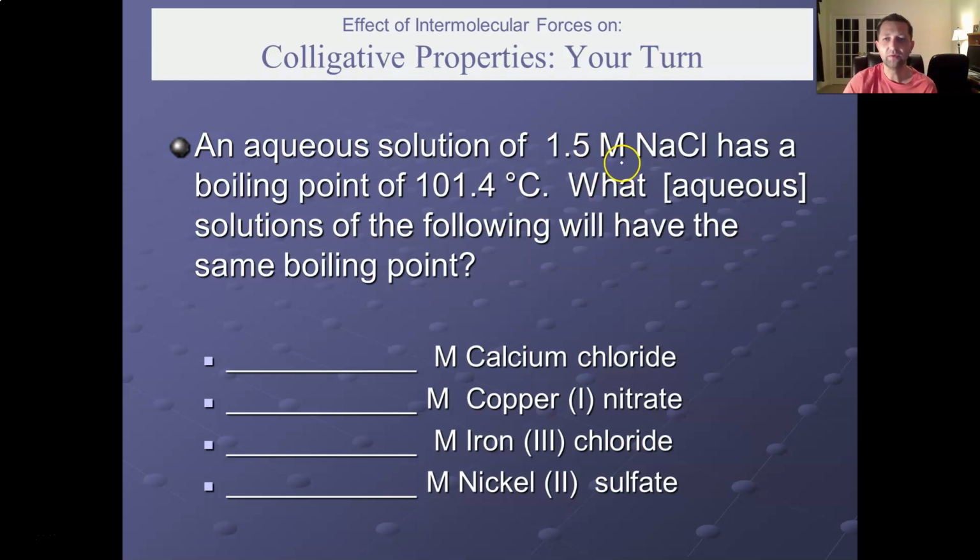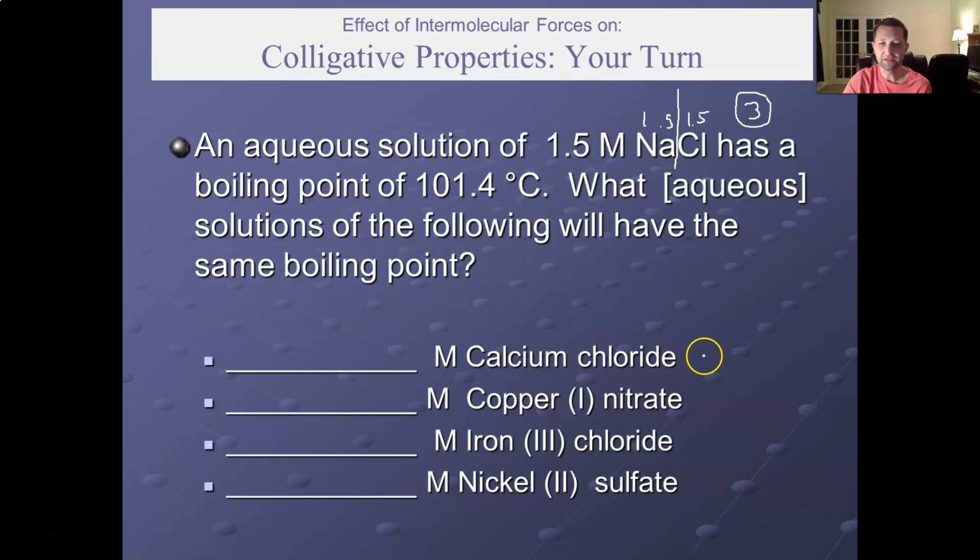Okay, so you have 1.5 molar NaCl. That means you have 1.5 molar sodium ion and 1.5 molar Cl. So your total dissolved particles here is 3. Okay? So that's our goal here. We get 3 dissolved particles, right? Because the NaCl would dissociate into Na+1 and Cl-1 in solution, right? So you get 1.5 molar Na and 1.5 molar Cl to give you 3 particles total.